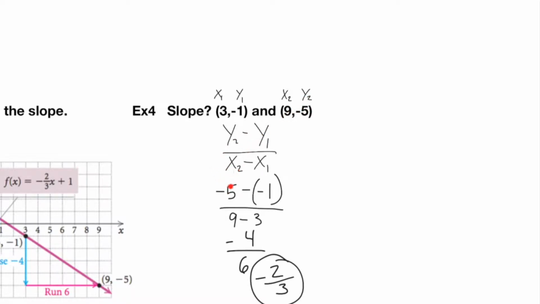y2 is negative 5, it goes here. y1 is negative 1, it goes right here. And the tricky part is the subtraction. Negative 5 minus negative 1 is actually negative 4. x2 minus x1, 9 minus 3, you get 6. That's negative 2/3.